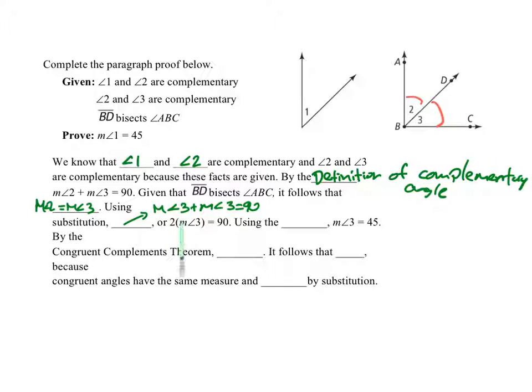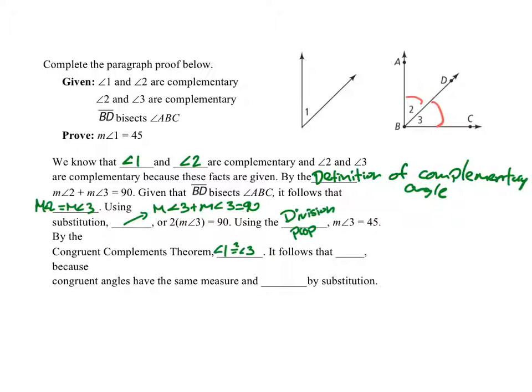I can do exactly the same with angle 2, right? Now, using the division property of equality, I know that the measure of angle 3 equals 45, right? By the congruent complements theorem, I know that angle 1 is congruent to angle 3, right?